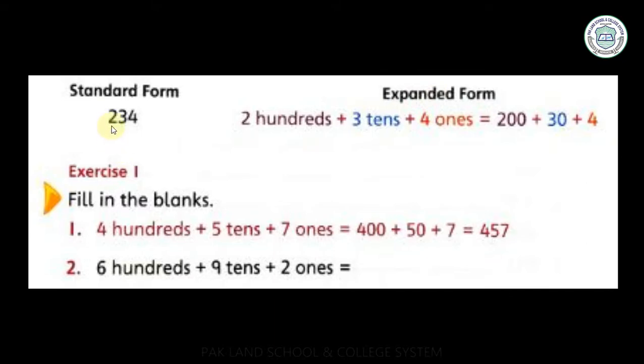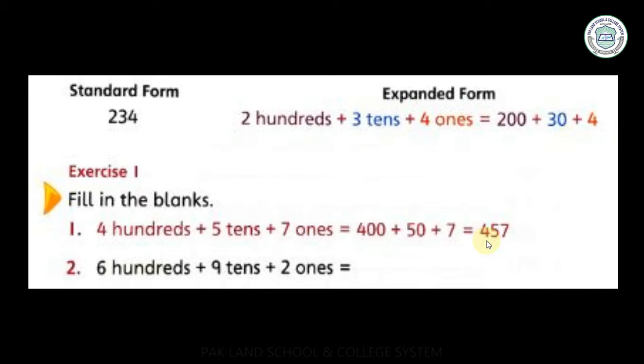The standard form is the numeric form, as given in this example, 234. We can write the standard form in an expanded form, as written in this example: it has 2 hundreds and 3 tens and 4 ones. So we write 200 plus 30 plus 4. We have one more example here: 4 hundreds, 5 tens and 7 ones.